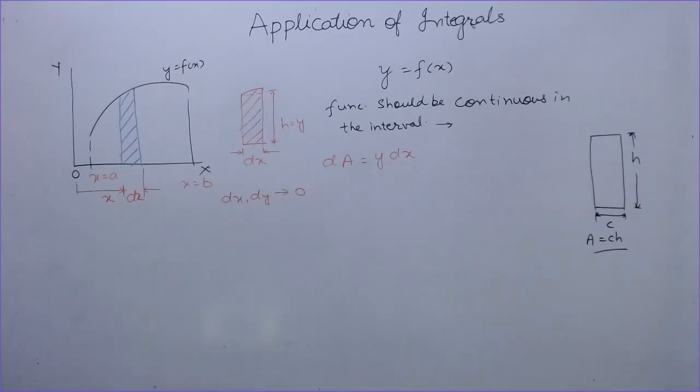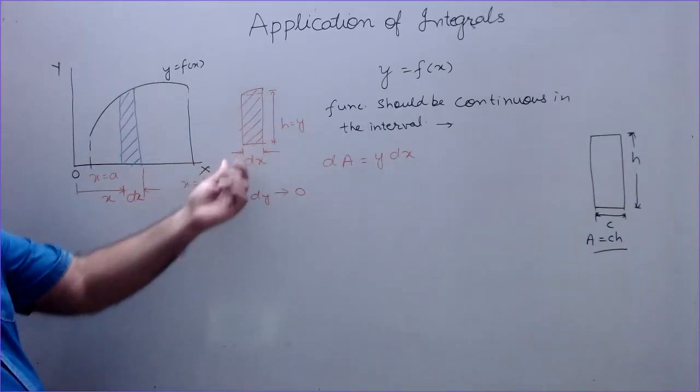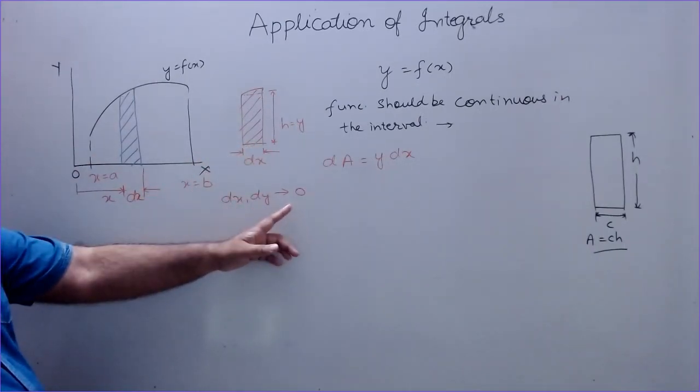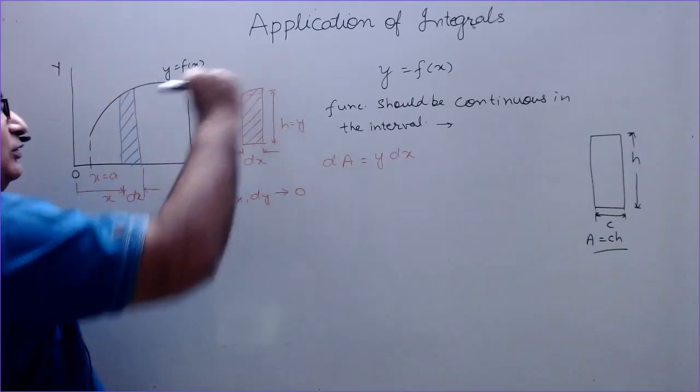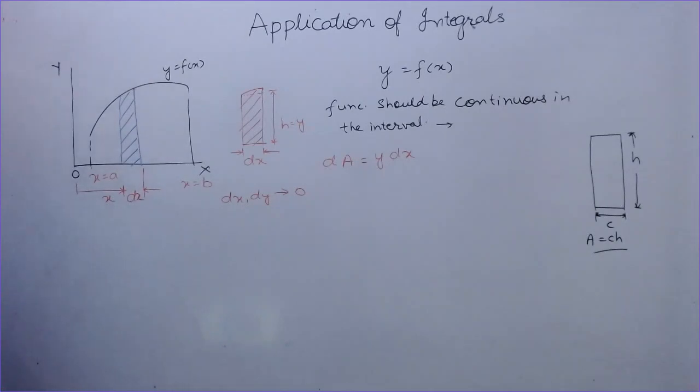So this is the area. You can approximate that the curve is made up of small rectangles, a large number of rectangles. If you decrease the width, dx is very small, tending towards 0. This height is dy, which is also very small. So this is now exactly a rectangle.